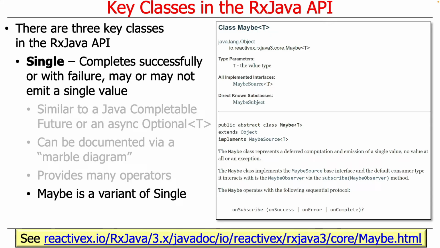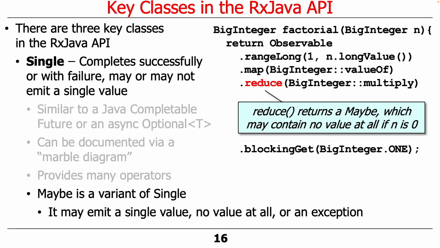There's a variant of a single called a maybe, and a maybe may emit a single value, no value at all, or an exception. And here's an example of a maybe. This particular code is going to generate a stream of values from 1 to n. It'll map those into big integers, and then it will reduce them by multiplying the big integers together to give a single reduced result. If n is 0, there will be no output at all. So that's why reduce returns a maybe, which may not have an output. So it may succeed, but it may not have an output. Whereas a single will either succeed or fail, but it'll always have an output if it succeeds. A maybe may not have an output, even if it succeeds, because it may have had no input.